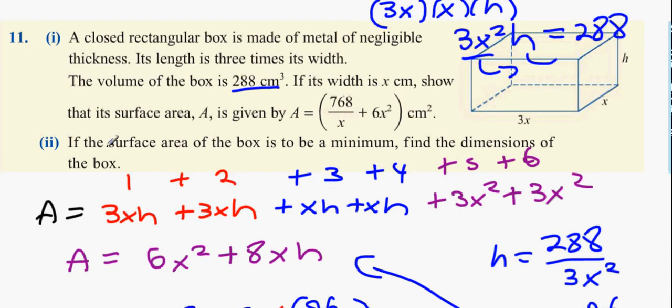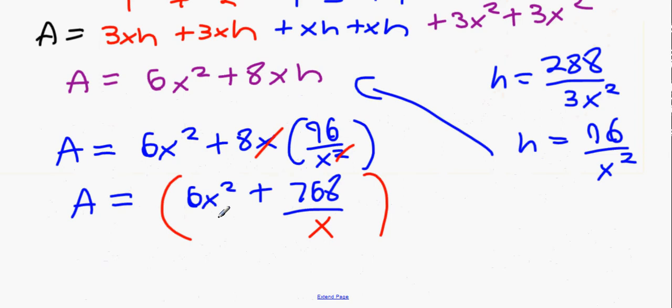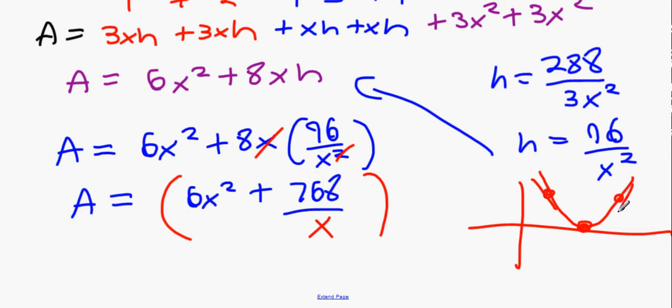If the surface area of the box is to be a minimum, find the dimensions of the box. So I have to find out the length, the width, and the height. Remember, it says minimum. If I was to graph this out, this is a positive x squared, which means it's a u-shaped function, which means it has a minimum value. Once again, differentiating represents the slopes, and I want to find the slope when it equals 0, hence to find out the x value for when it's the minimum.